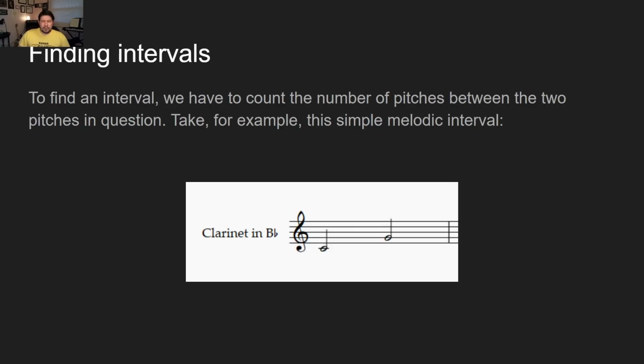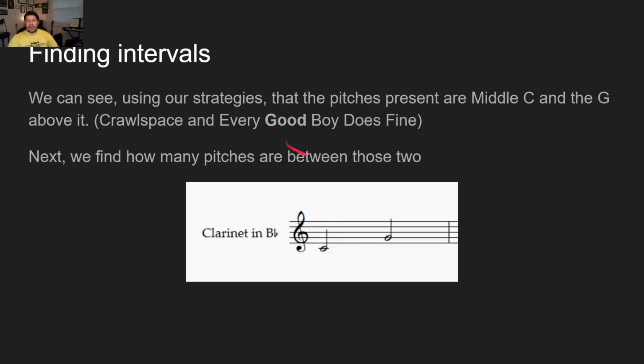So now, here is the primary part of what I want us to work on here. We are going to find our interval. So in order to find the interval between those two pitches, we have to count the number of pitches between those two that are in question here. So we're going to take this simple melodic interval because remember, melodic means that they're not stacked on top of one another. They are in succession like this. Now, what we already know is that we have middle C using our strategy of crawl space. Please remember that from before. And we also have G on that second line because every good boy does fine.